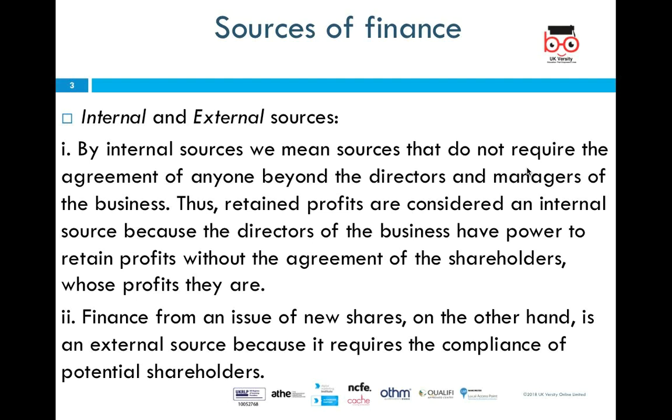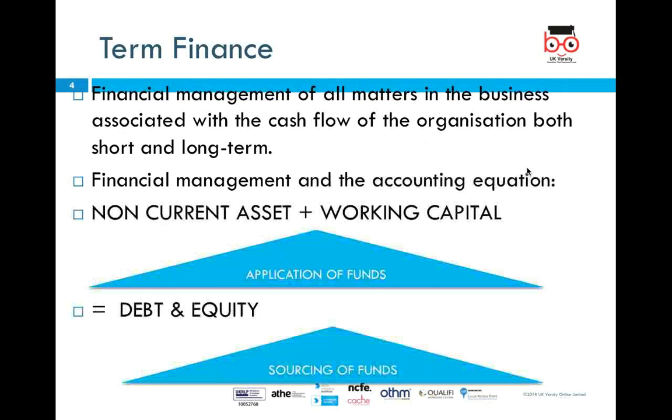The running income from the company is internal. The finance from an issue of new shares, that's PLC, as I have told you before, on the other hand is an external source, because the public funds are coming to the company and it requires the compliance of the potential shareholders. That's the basic of internal and external sources of finance, which is self-explanatory. And there is again the term of finance. We can discuss this later, the different types of period and term financing.